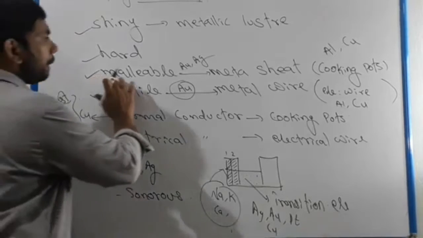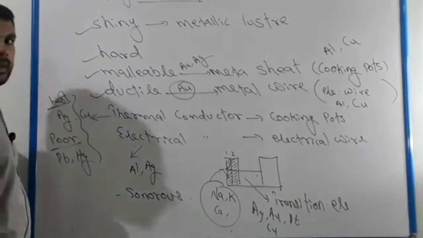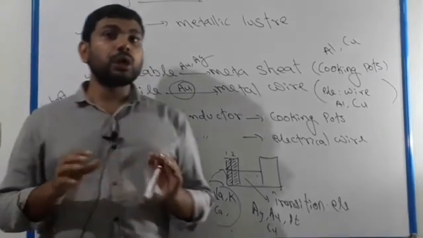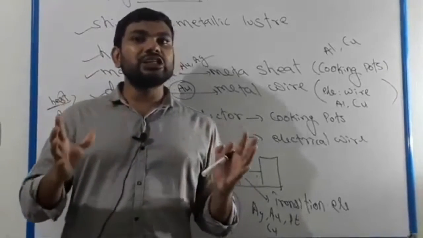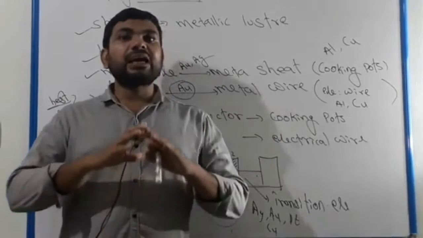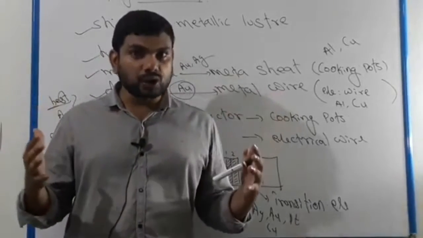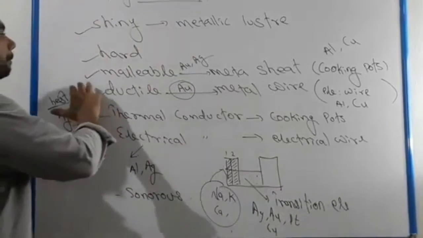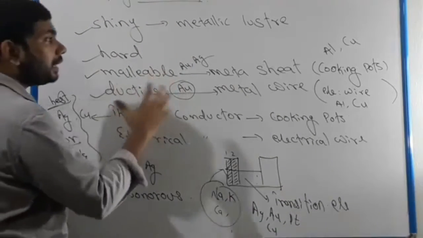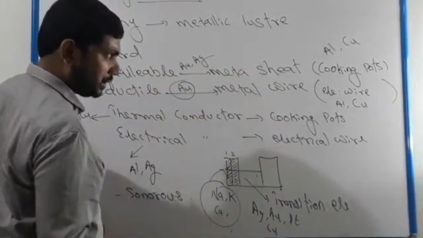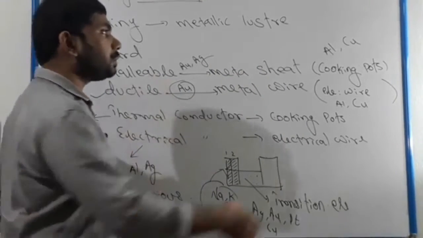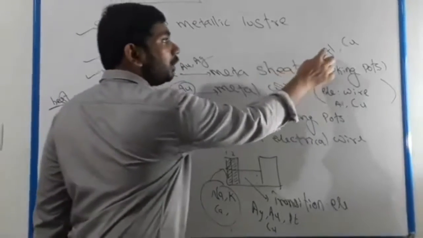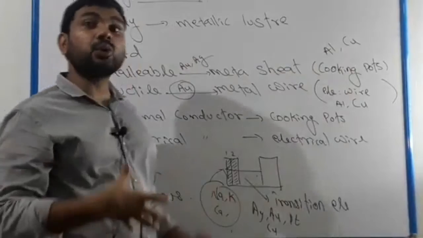And another one here, metals are malleable. Malleable means we can convert metal to metal sheet. We can change the shape of metal and produce different types of pots and vessels. So generally, metals are malleable. That's why metal is used to make cooking pots. Metals such as aluminium and copper are used to make cooking pots.